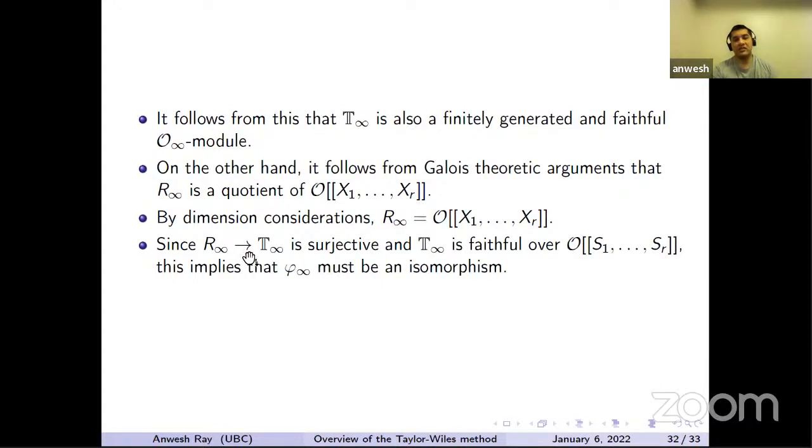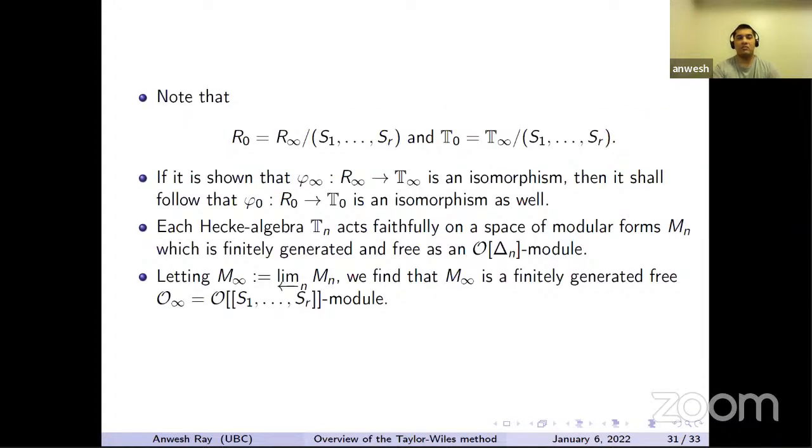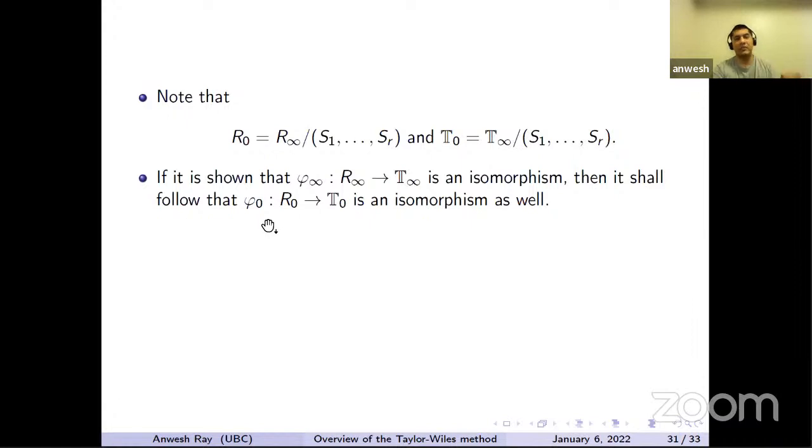And so by dimension considerations, the only possibility is that both R infinity and T infinity are isomorphic to O of X1 to XR. Because if R infinity is not isomorphic to O of X1 to XR, the dimension will be less than that of T infinity, but this map is surjective, so that is not possible. So R infinity is just isomorphic to O of X1 to XR. But then because this map is surjective, it also means that T infinity has to be isomorphic to R infinity. So it comes down to a commutative algebra argument, which is not difficult at all. But the main ingredient here was the fact that T infinity acts faithfully on this space of modular forms when we go to the inverse limit. So phi infinity is an isomorphism, from which we are able to show that phi naught is an isomorphism at the minimal level.